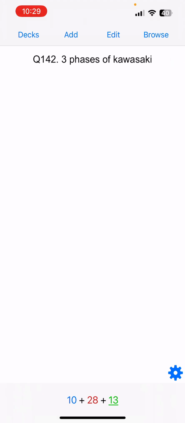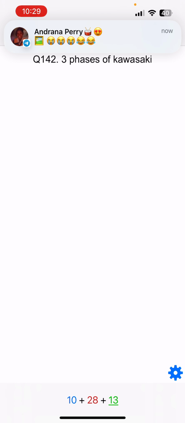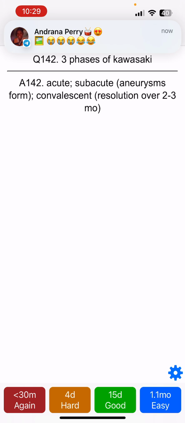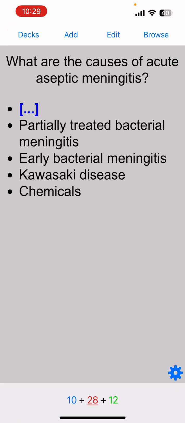Good. Three phases of Kawasaki: acute phase, subacute, chronic, convalescent. Okay. I'm going to change up my card anyways, so that's what I think. I'm going to just change up the wording a bit.